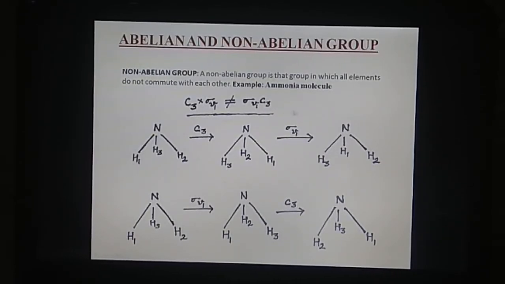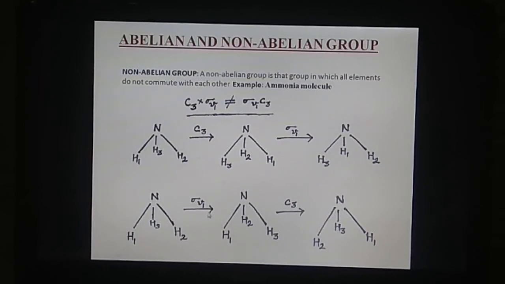After that, sigma V1 symmetry operation is performed. Sigma V1 means a plane is passed that involves one nitrogen and one hydrogen. This one here is the plane because the first position is according to the position of H1 in the starting molecule. So now this nitrogen and hydrogen will remain at their positions and H2 and H3 are substituting their positions.